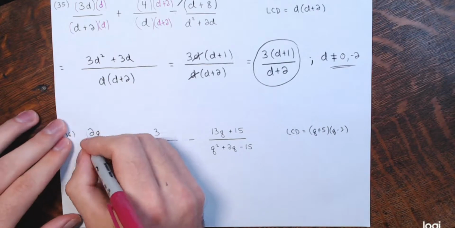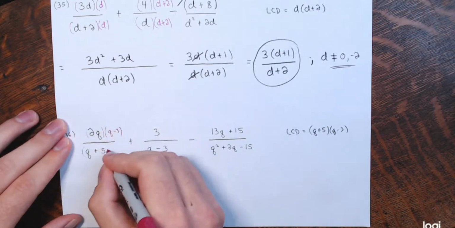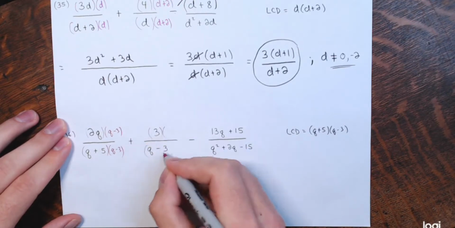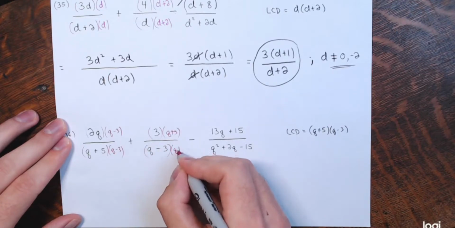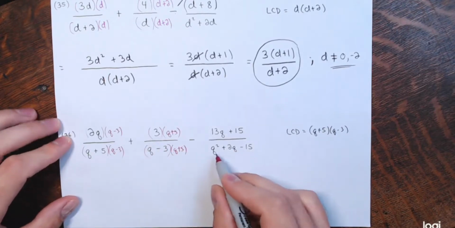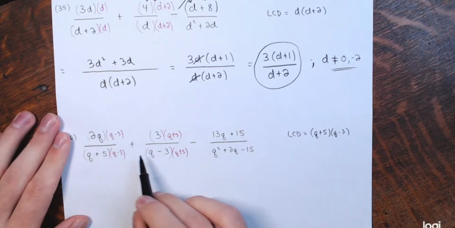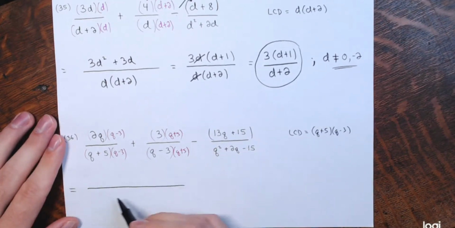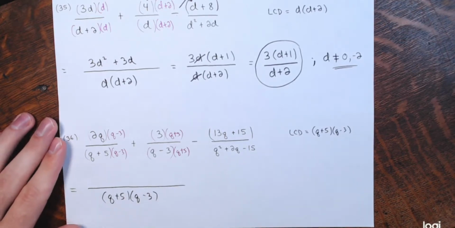First fraction, I would multiply the numerator and denominator by the quantity Q minus 3. Second fraction, I would multiply the numerator and denominator by the quantity q plus 5. And the third fraction I wouldn't do anything to because that already is the denominator, right? So now I have the LCD as the denominator everywhere. So that's going to be the denominator of the final sum, right? Q plus 5 times q minus 3. So I got the LCD in the denominator.